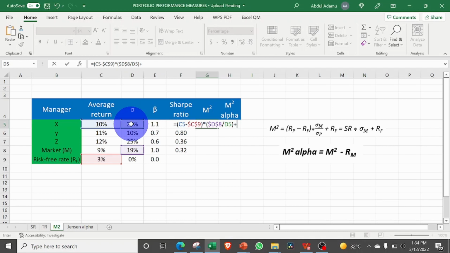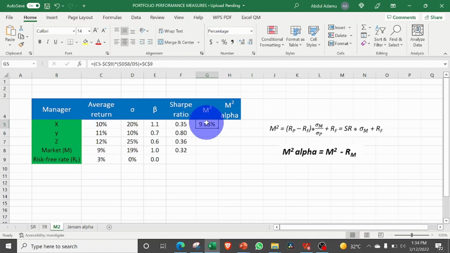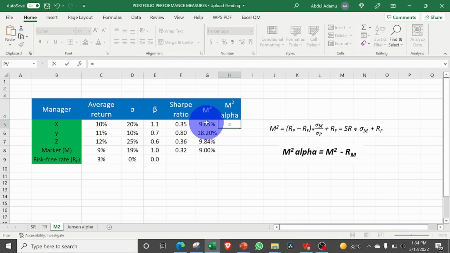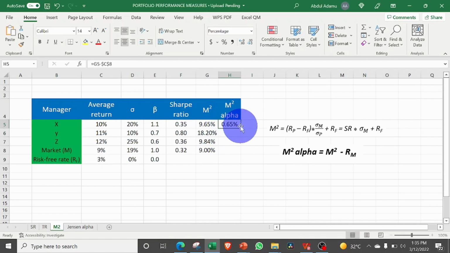Plus the risk-free rate, which is 3%. We also lock it. We enter. That is the value. We just copy it down. So those are the values that we got earlier. So the MSquare alpha will be equals to MSquare minus the return of the market, which is 9%. We are going to lock it since we are copying it down. Enter. We have 0.65%. We copy it down. So those are the values that we got earlier.